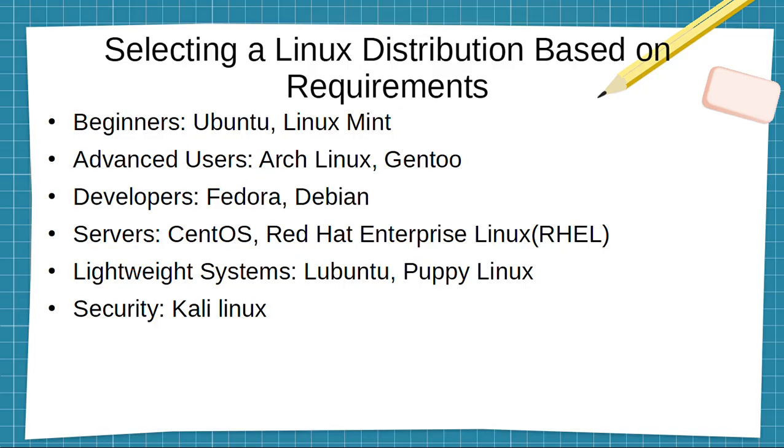And how can we select a distribution? Based on our own requirements, we can decide one. Let's say I'm a beginner, then Ubuntu or Linux Mint will be beginner friendly. You can follow with Ubuntu, so it will help you as a beginner. If you are an advanced user, you can go for Arch Linux or Gentoo. If you are a developer, you can go with Fedora or Debian. For servers, as we know, most of the time we are using Red Hat Enterprise Linux, which we call RHEL, or else we can use CentOS. Lightweight systems are like Ubuntu and Puppy Linux. We use these lightweight systems in legacy servers, which are old servers. And for security, we are using Kali Linux.